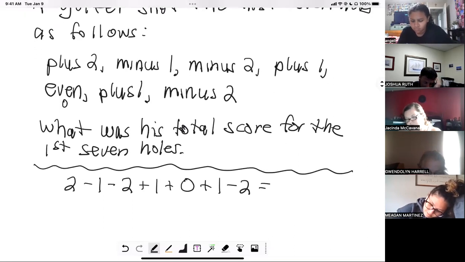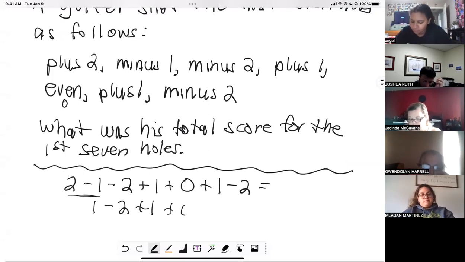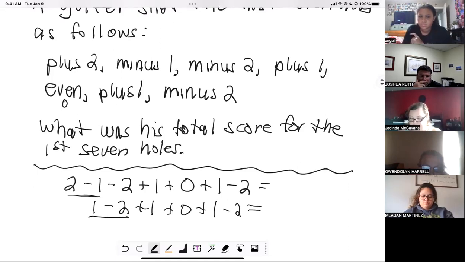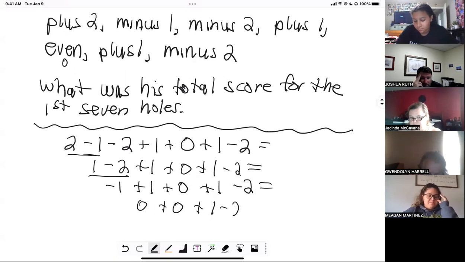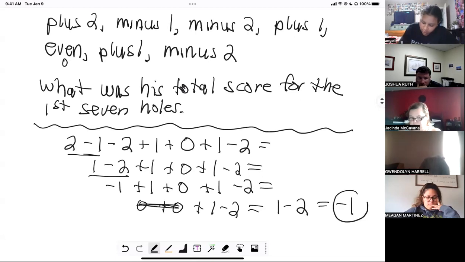So that is 1. Again, I'm doing it the long way just to show you how you can do it. That is -1. Now, 1 plus -1 is 0. 0 plus 0 plus 1 minus 2. Well, I don't need zeros and zeros. So 1 minus 2 would be -1. So his score after 7 holes would be a -1, down 1, which is really good.